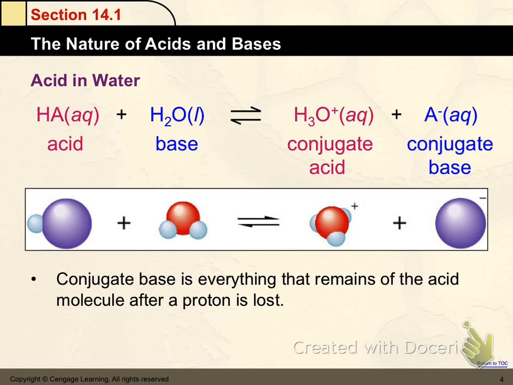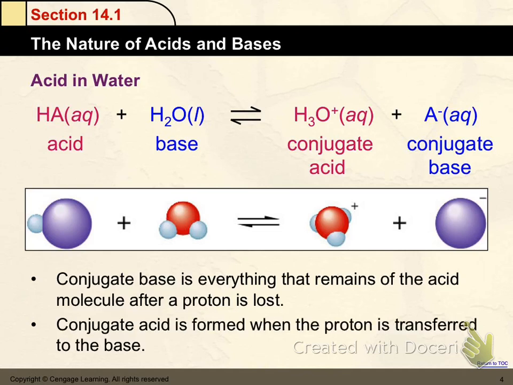So to define conjugate acid and conjugate base, we could say simply that the conjugate base is everything that remains of the acid molecule after the proton leaves. Well, in this case, that's A minus, just some arbitrary acid. The conjugate acid is formed when the proton is transferred to the base.